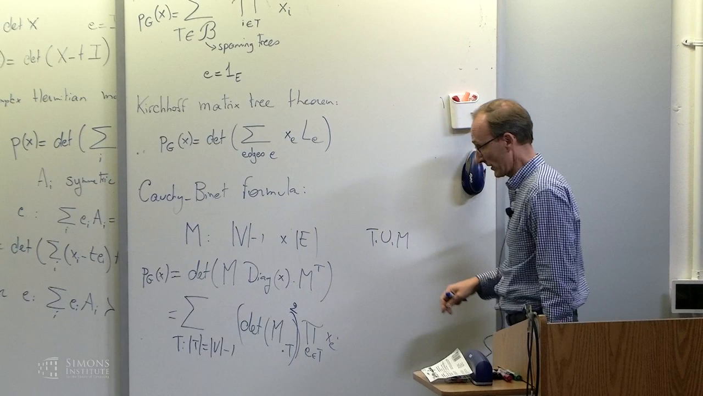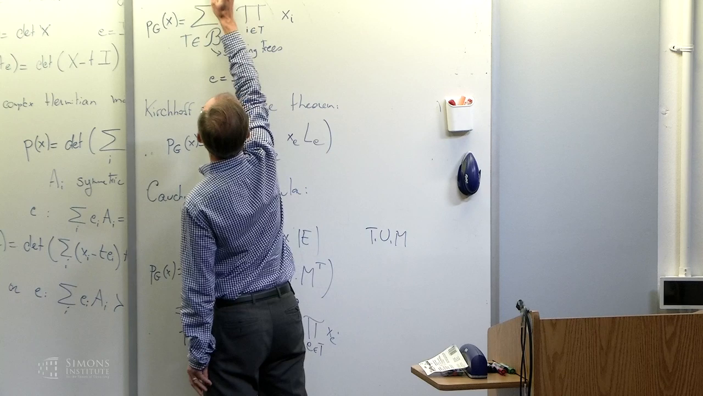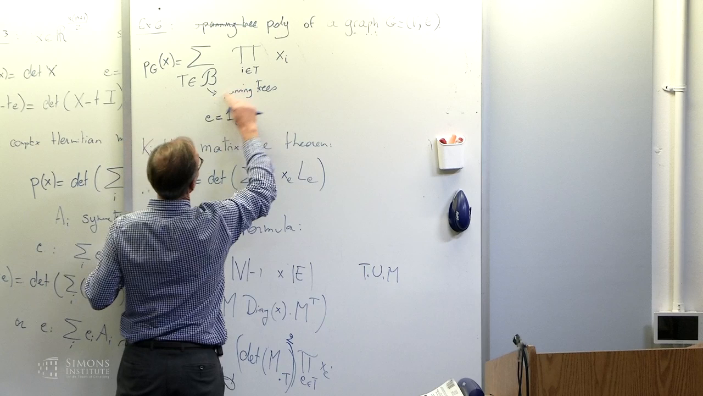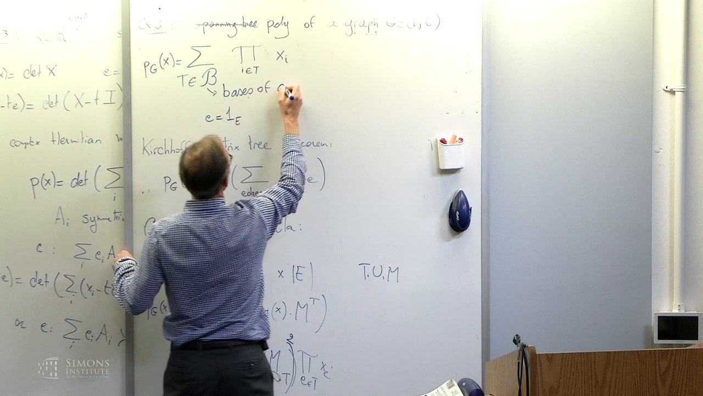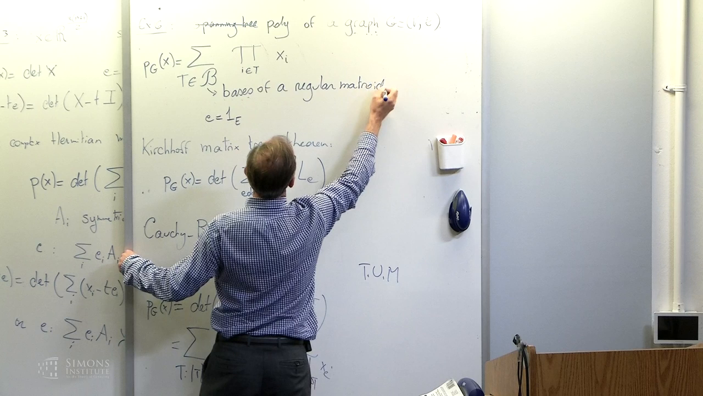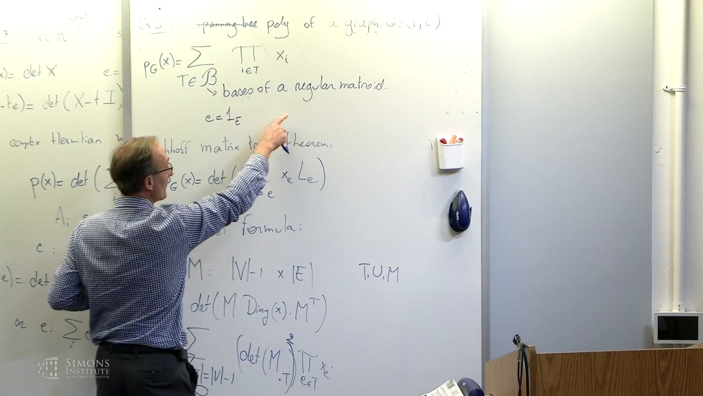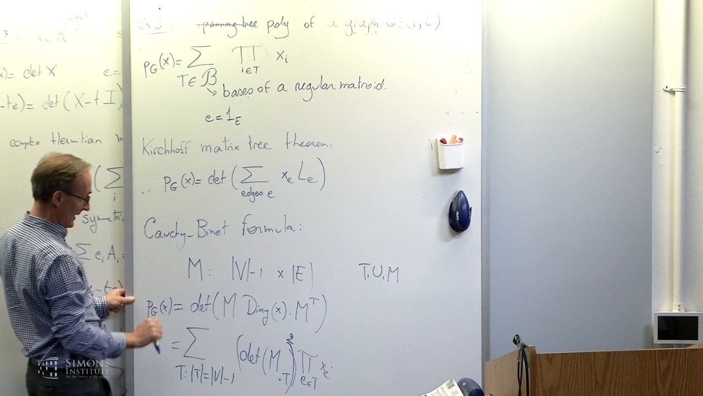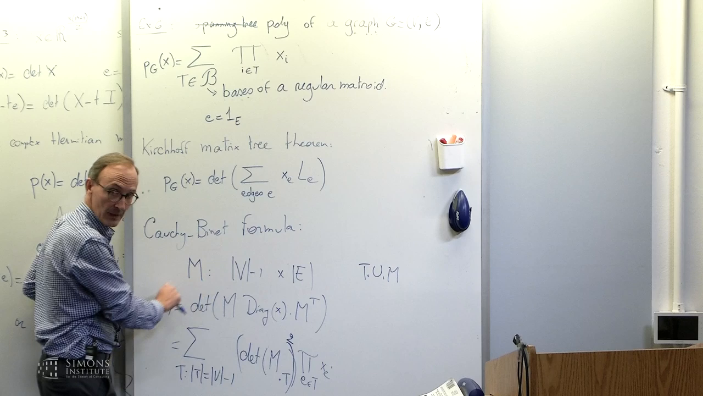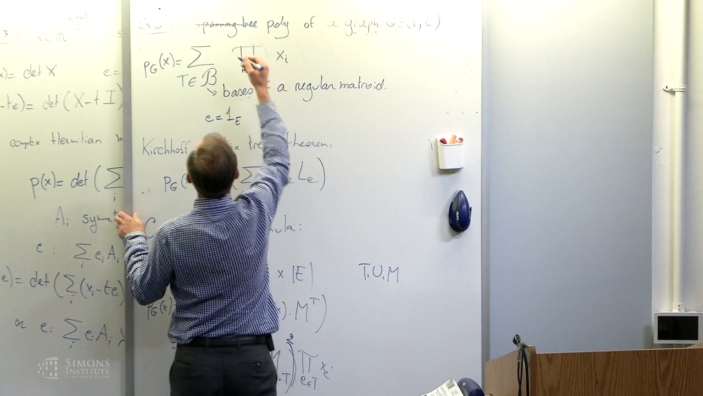This could have been the same thing if instead of the spanning tree polynomial, I had taken the bases of a regular matroid. So what is a regular matroid? It's just a matroid which can be represented over any field. Another way of defining it is that it's a matroid that can be represented by a totally unimodular matrix. In that case there is no graph, so take the bases of a regular matroid.